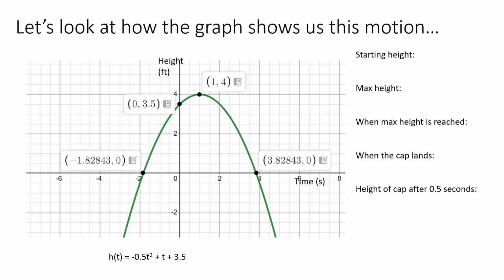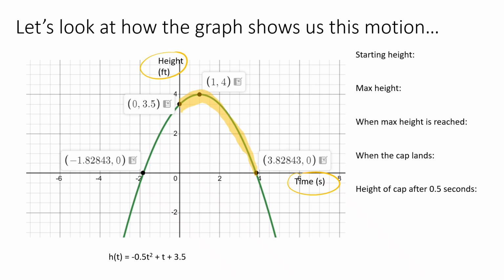And one of the great things about starting your applications with projectile motion is the fact that it is so visual. We can all picture the object moving through the air and making that parabola. And you'll notice that I did label what we were looking at. So we have height on the y-axis measured in feet and time on the x-axis measured in seconds. And the actual trajectory of the cap, the milk cap, is that right there.